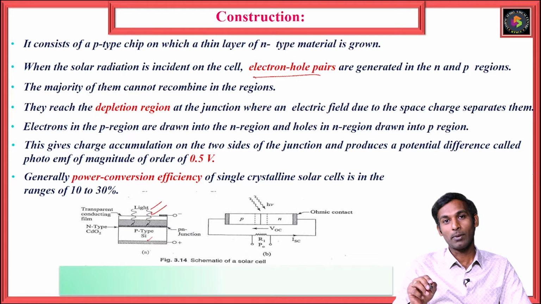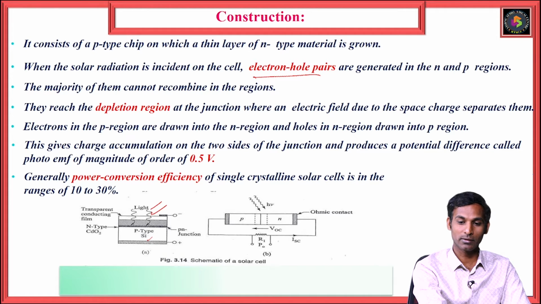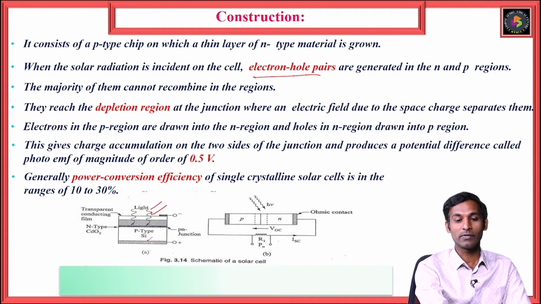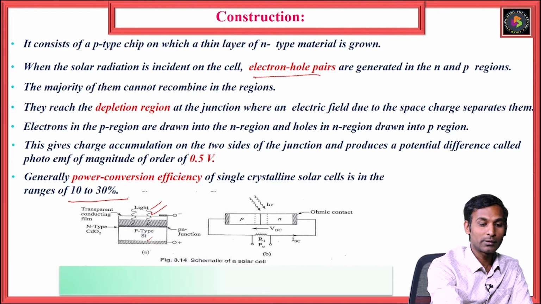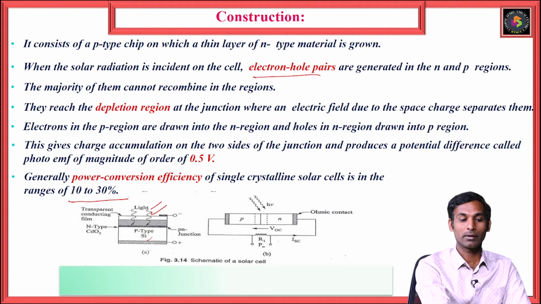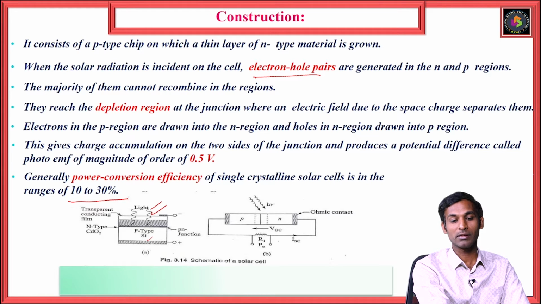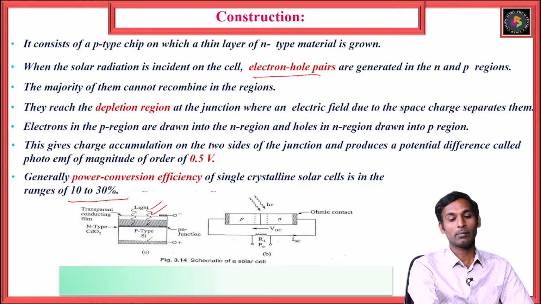That's why the power factor is also one of the characteristics of the solar cell. You can also discuss the PV characteristic of the solar cell. First, we can discuss the importance of power conversion efficiency. Generally, the power conversion efficiency of a single crystalline solar cell is in the range of nearly 10 to 30%. This is one of the drawbacks of the solar cell. The power conversion efficiency of a crystalline solar cell also ranges from 10 to 30%.